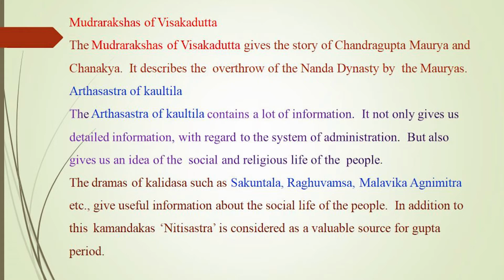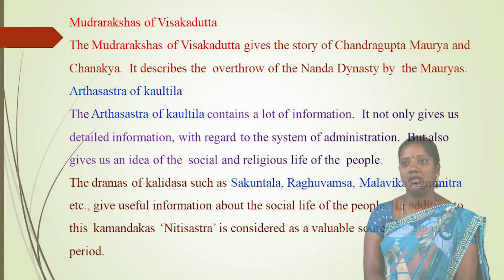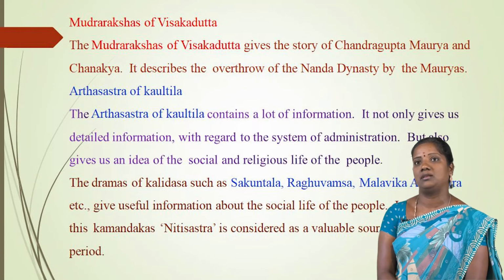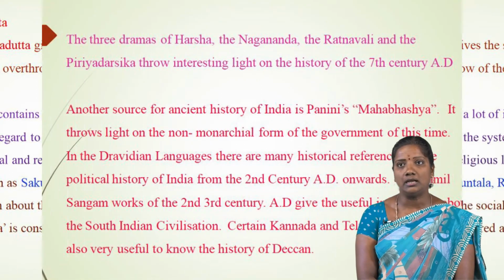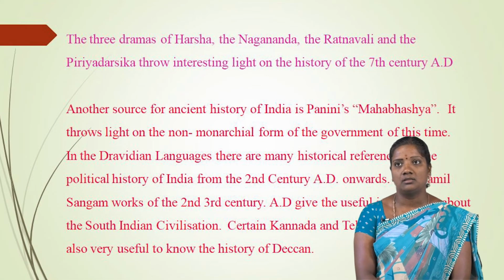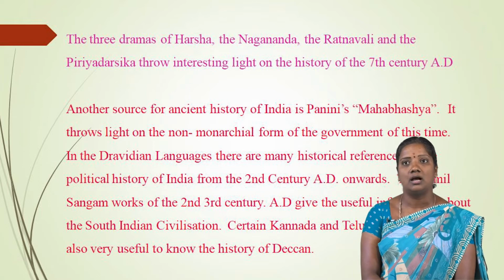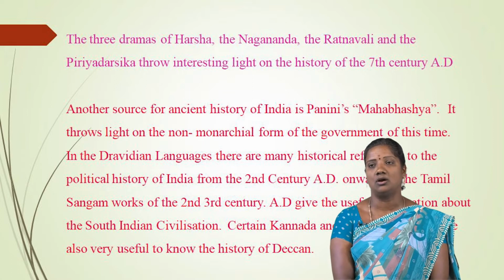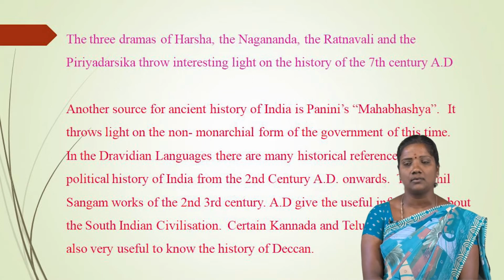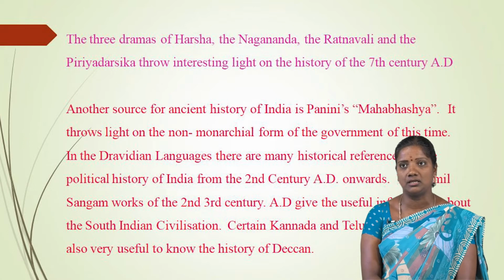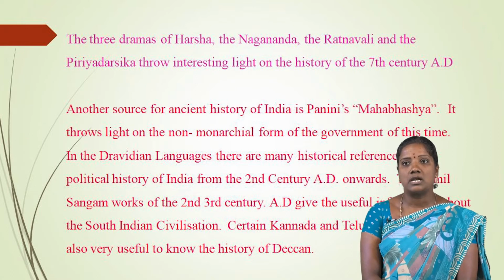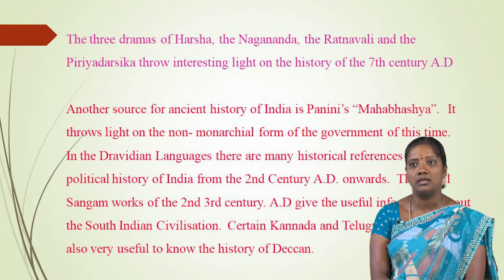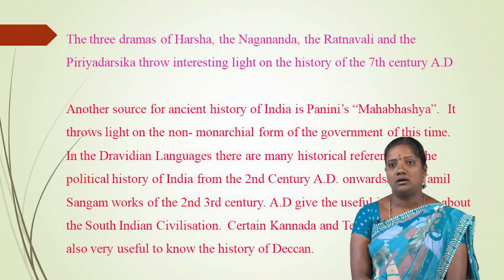In addition to this, Kamandaka's Nitisara is considered a valuable source for the Gupta period. The three dramas of Harsha, the Nagananda, the Ratnavali and the Priyadarshika throw interesting light on the history of the 7th century AD. Another source for ancient Indian history is Patanjali's Mahabhashya. It throws light on the non-monarchical form of government of this time.